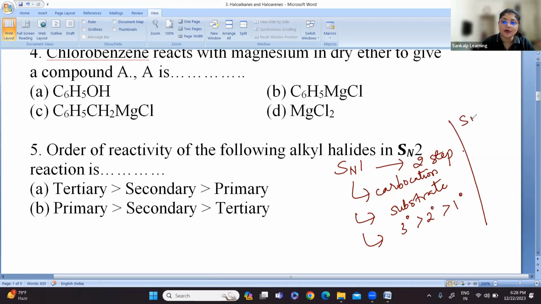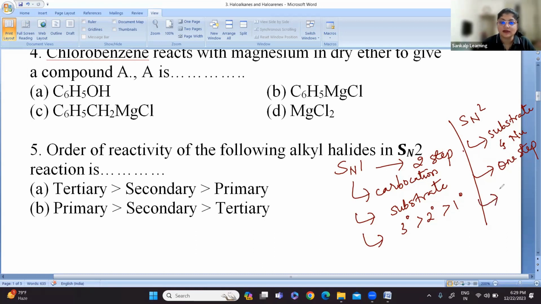Now, when we are talking about SN2, what is the SN2 mechanism? It is substitution, nucleophilic, bimolecular. The rate of the reaction depends upon two things, that is substrate and nucleophile. Here it is a one-step mechanism, which goes via a transition step.